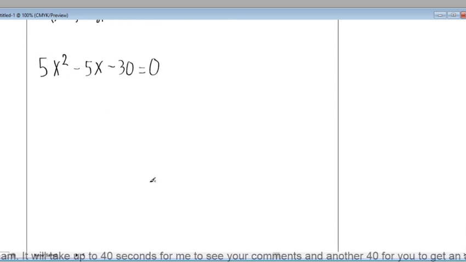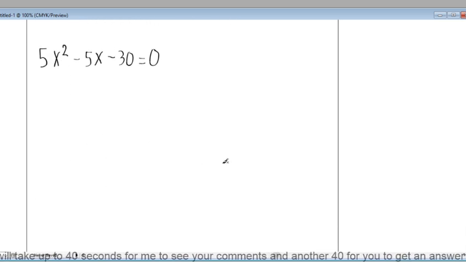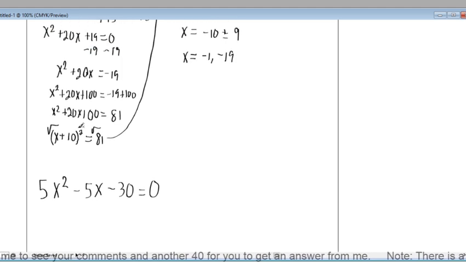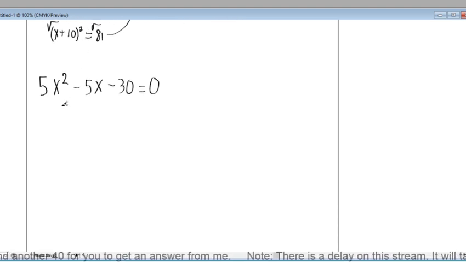Same thing. We want to use complete the square to solve this one. However, if you look at this one, the thing that's different is that our leading coefficient is not 1. So, like I said before, if our leading coefficient is 1, we're in a good place. We don't have to worry about much. Here, though, our leading coefficient is 5.